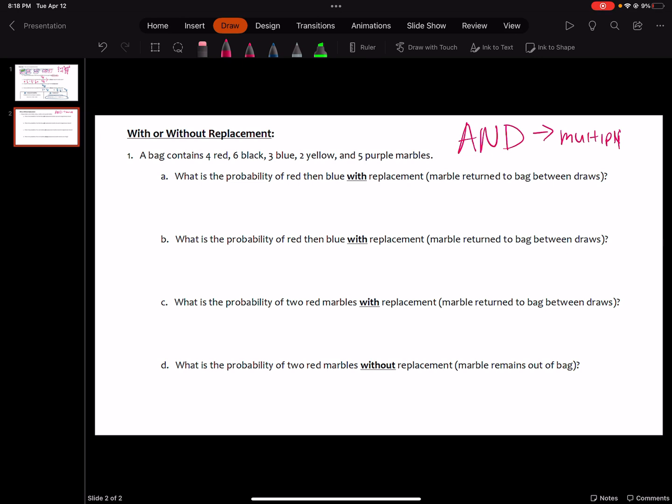And then there's something called with replacement and without replacement. So with replacement, the denominator doesn't change. Without replacement, the denominator will decrease by 1 each time. So the denominator is that bottom value. So the denominator decreases by 1 each time.